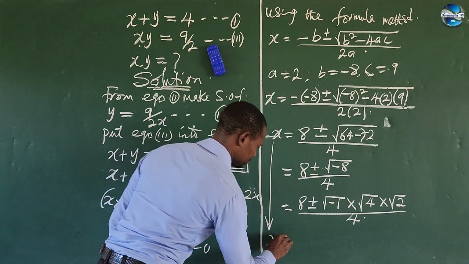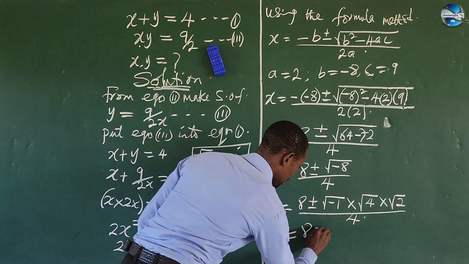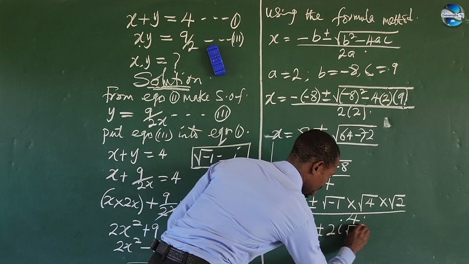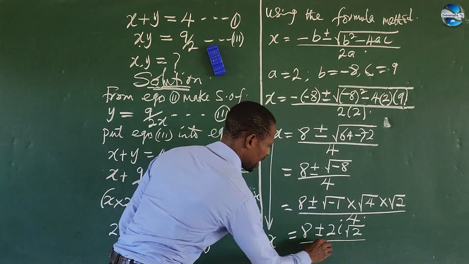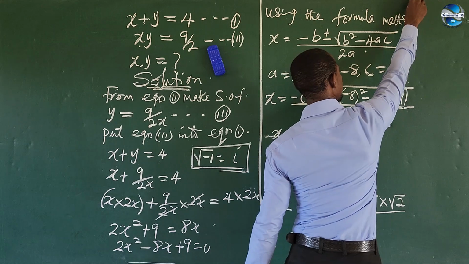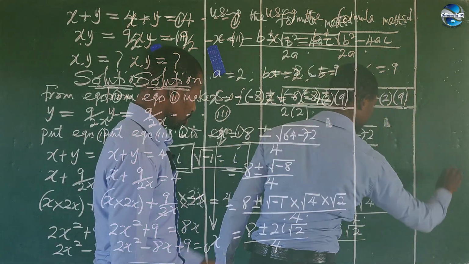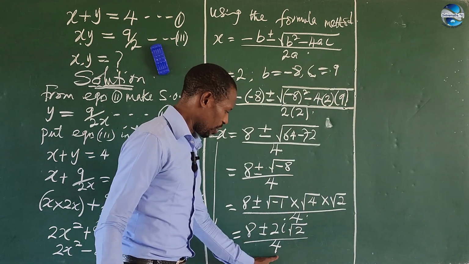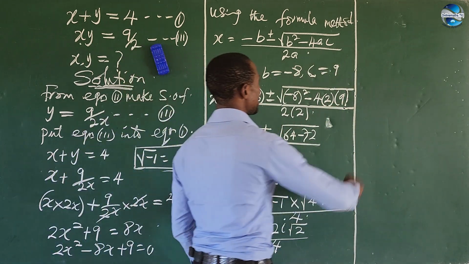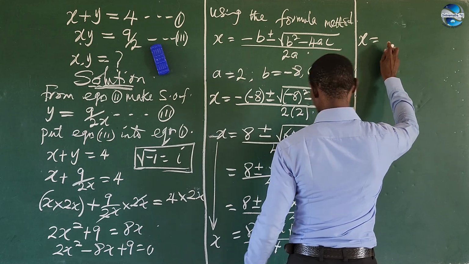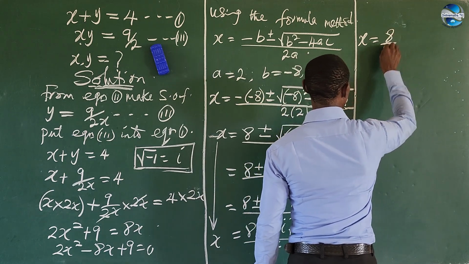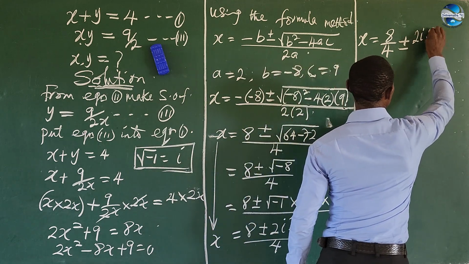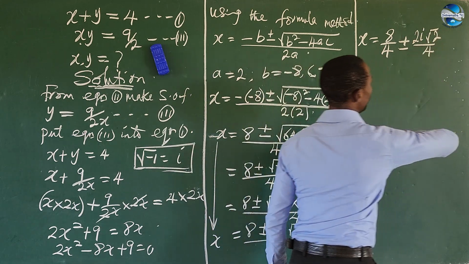Let's bring it down here. This is equal to 8 plus minus 2i into the square root of 2, all over 4. Let's continue on this side here. So from here, we can rewrite this expression, because we know that 4 can go into 8 completely. So let's go ahead and rewrite this. We're going to have x is equal to 8 all over 4, plus minus 2i into the square root of 2 all over 4.